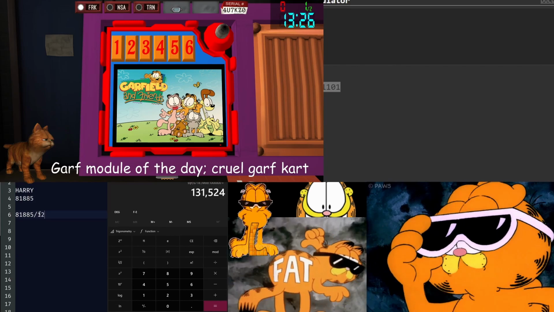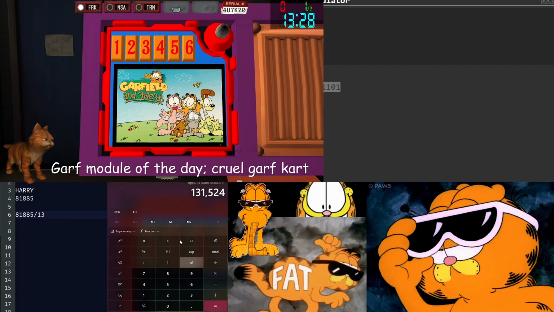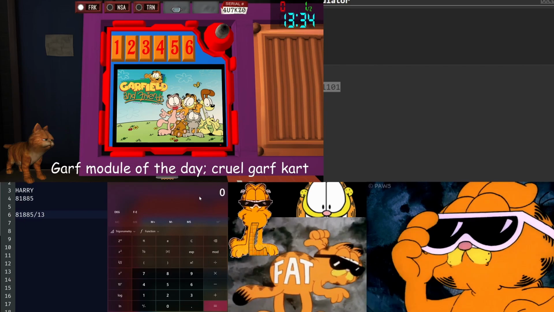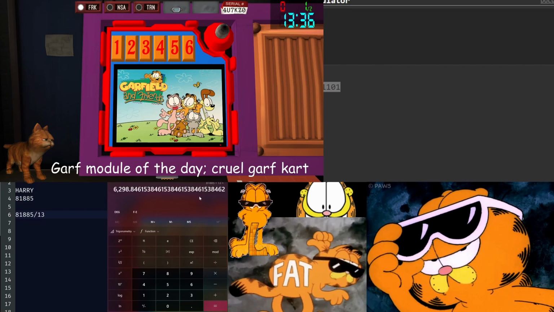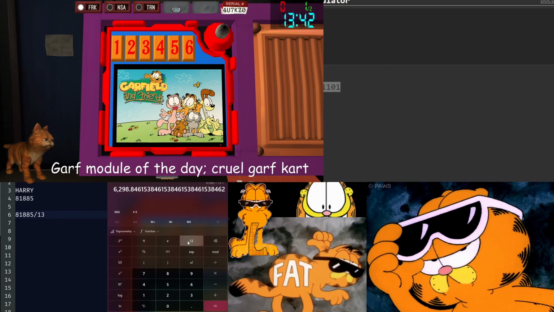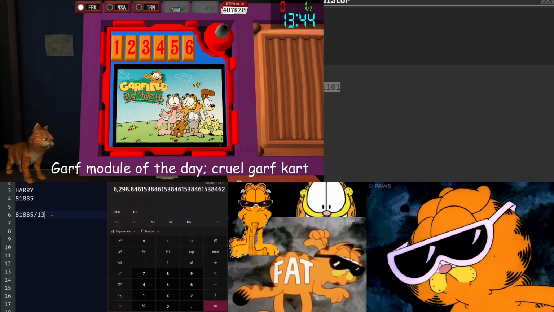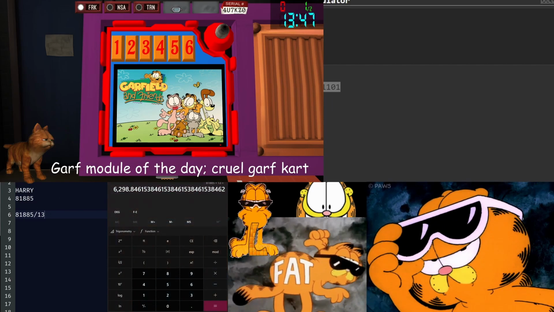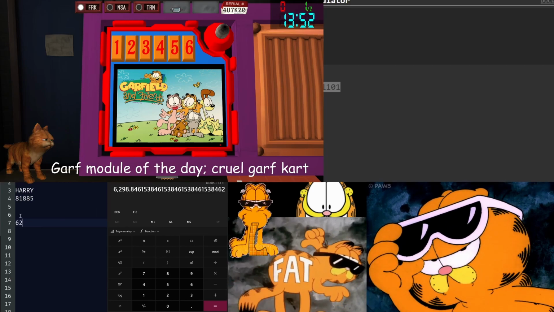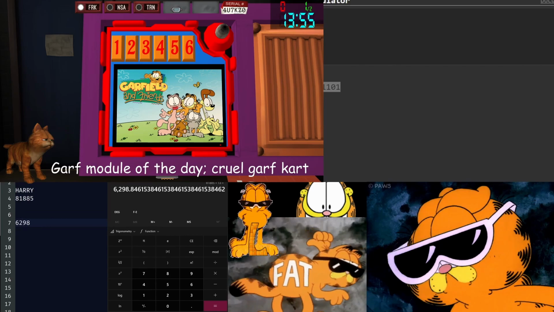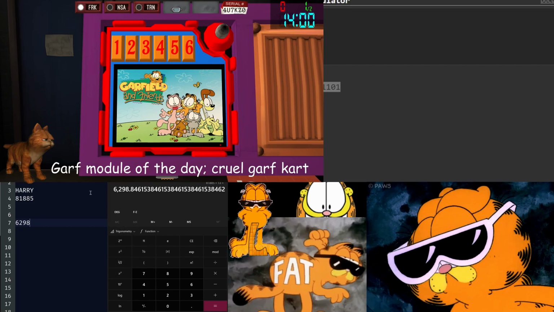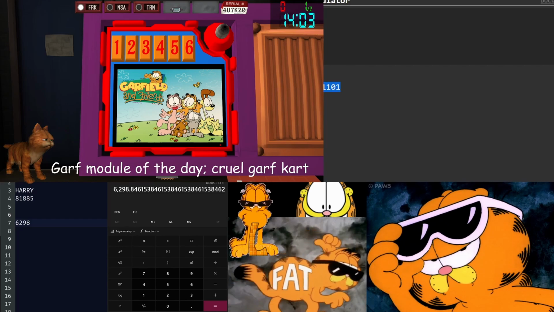So I'm going to divide this by 13. 81885 divided by 13. That gives us 6298, and then we mod 1 million and round down. So we remove all the decimals. So now we're gonna look at the next step.